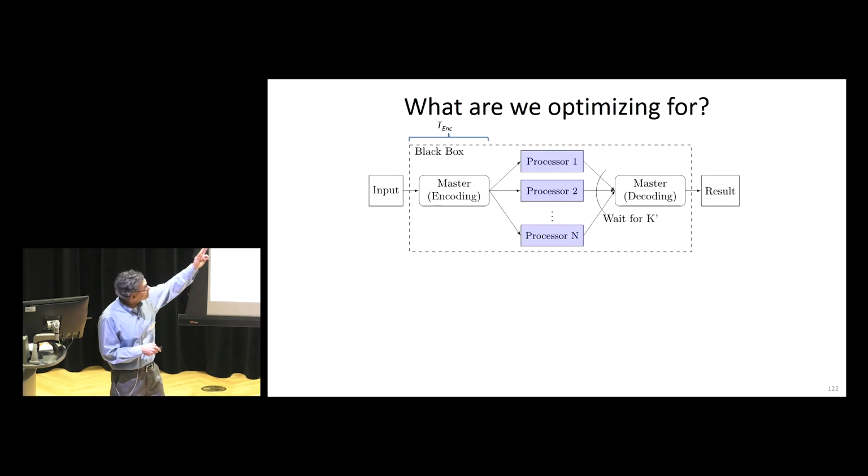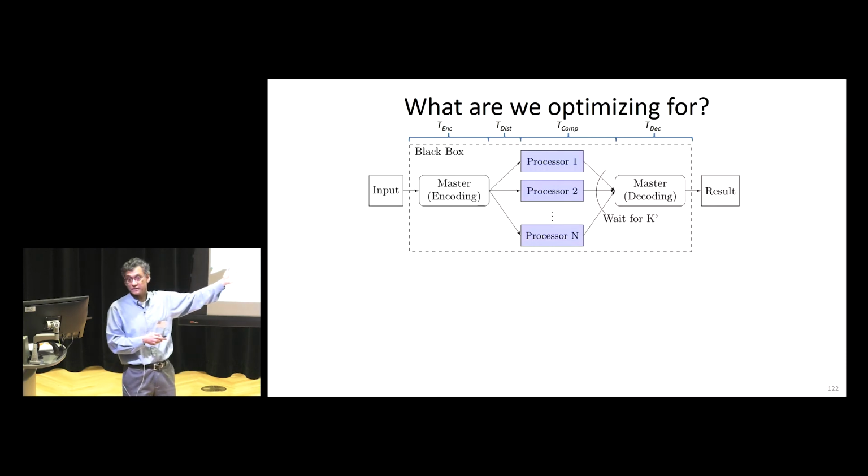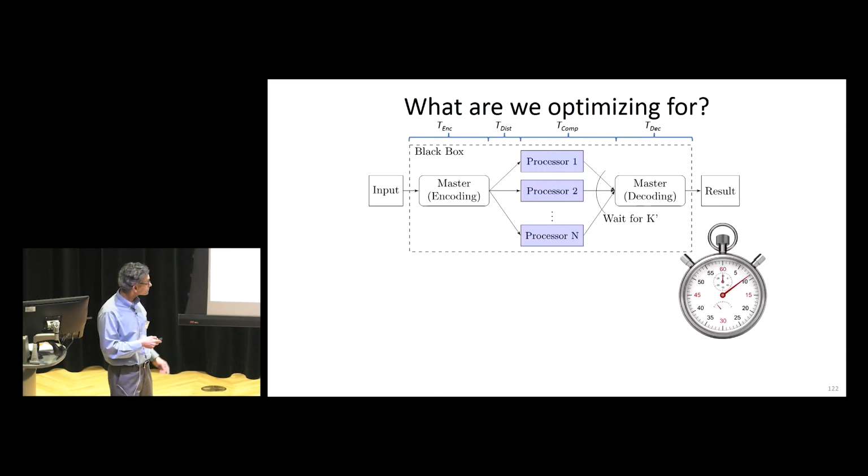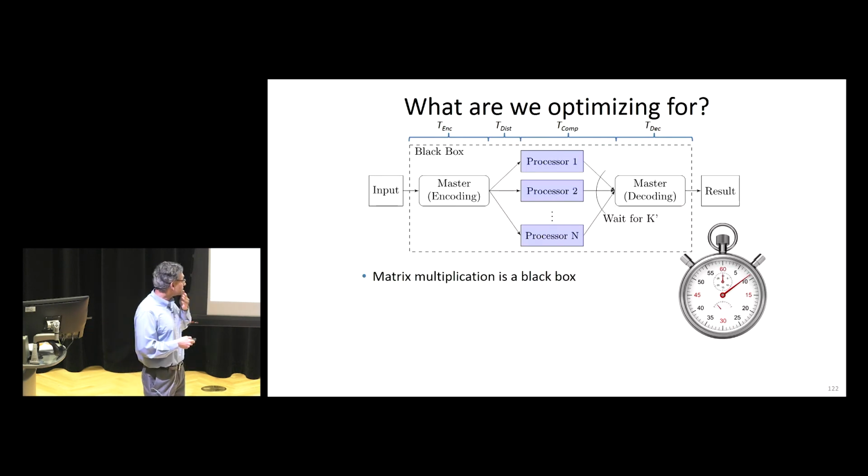Note that you have an encoding time. You have a distribution time where the data has to be fed to the processors. So the I/O, the memory between the processors and the master are going to be one of the big bottlenecks. And then there's a compute time for the function to get done. And then there's also a decoding time if there are stragglers and you want to do this. But what are we optimizing?